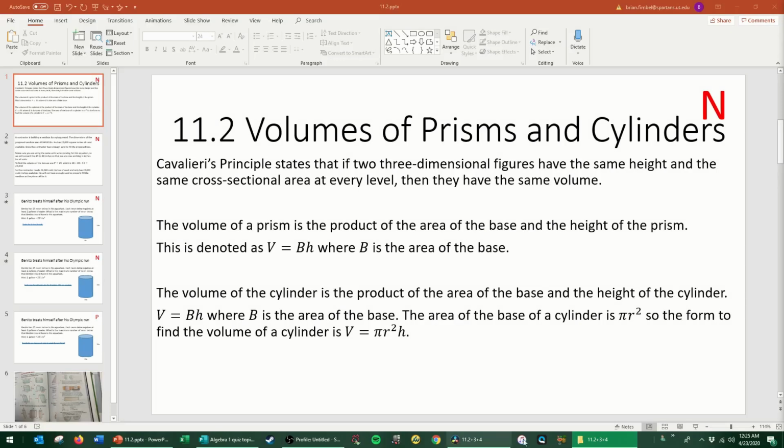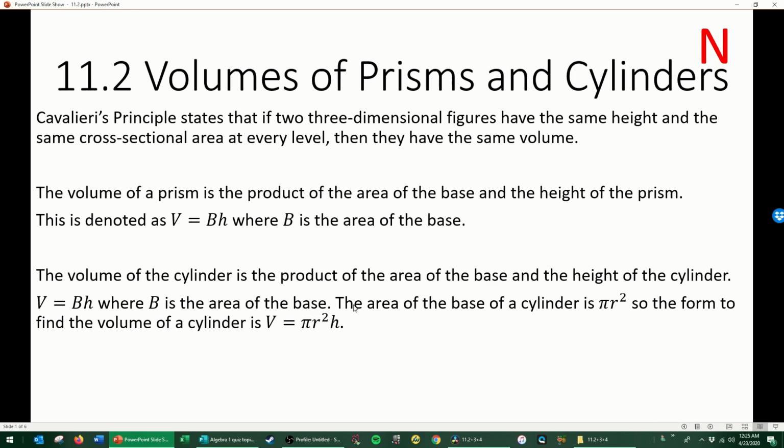Alright guys, let's get through 11.2. We've got a lot to cover, but not many slides to do it in, so it's going to be a lot of compact information. Before this is over, you should be able to use Cavalieri's Principle. You should be able to find the volume of any shape as long as you understand what the capital B is, and we're going to cover that.